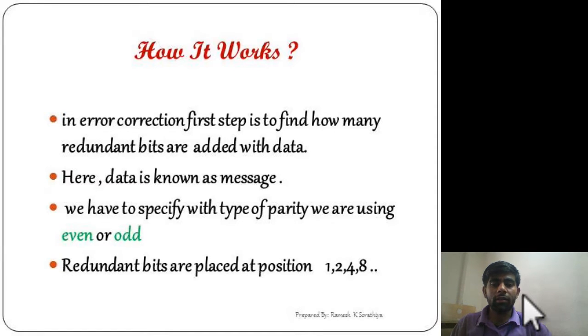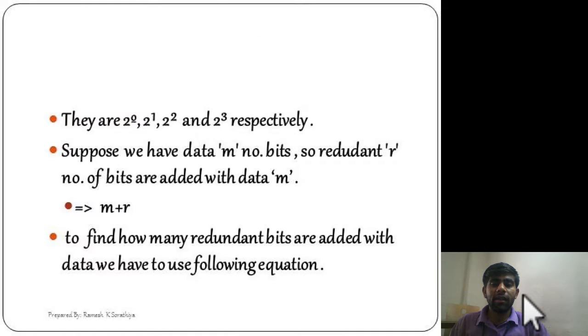In error correction, the first step is to find how many redundant bits are added with the data. Here the data is known as the message. We have to specify the type of parity which we are using, whether even parity or odd parity. Redundant bits are placed at positions 1, 2, 4, 8, which are 2^0, 2^1, 2^2, 2^3 respectively.